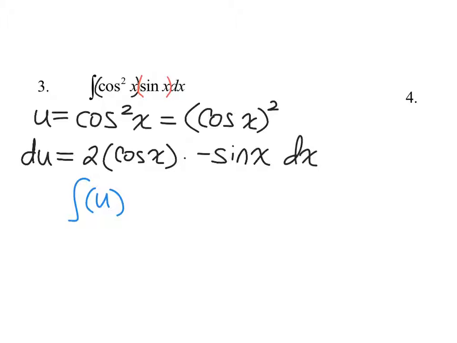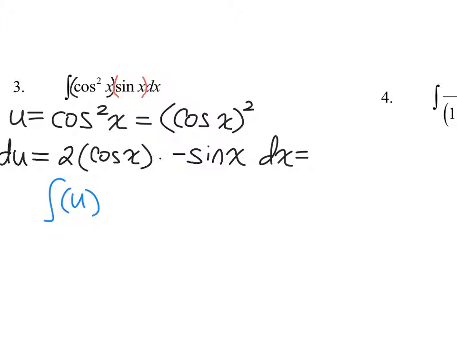I would have an integral that would have a u instead of the cosine. Now, for the sine, what do I do? Well, this part of it is good. This is what I needed. I needed a sine of x dx. I have that. But I have all this extra stuff here, the negative 2 cosine x. So what I would have to do here, and this is where it all falls apart, is divide both sides by negative 2 cosine of x. So I'd be looking at du over negative 2 cosine x is equal to sine x dx.